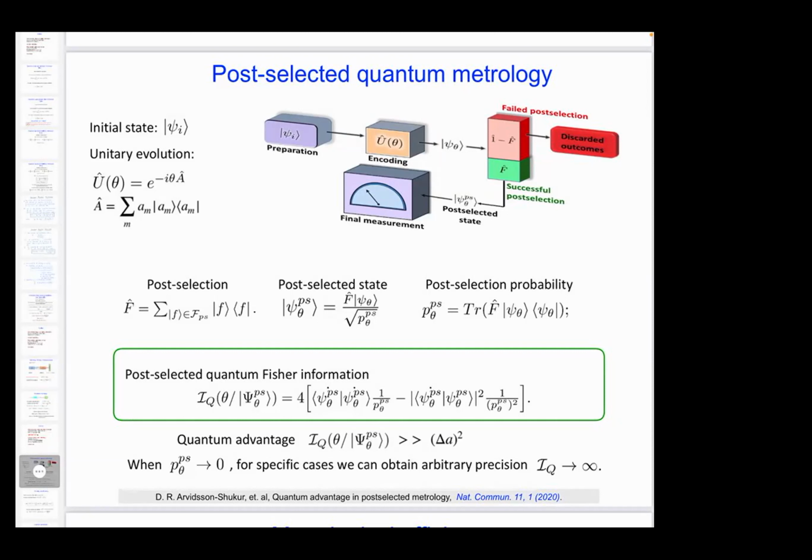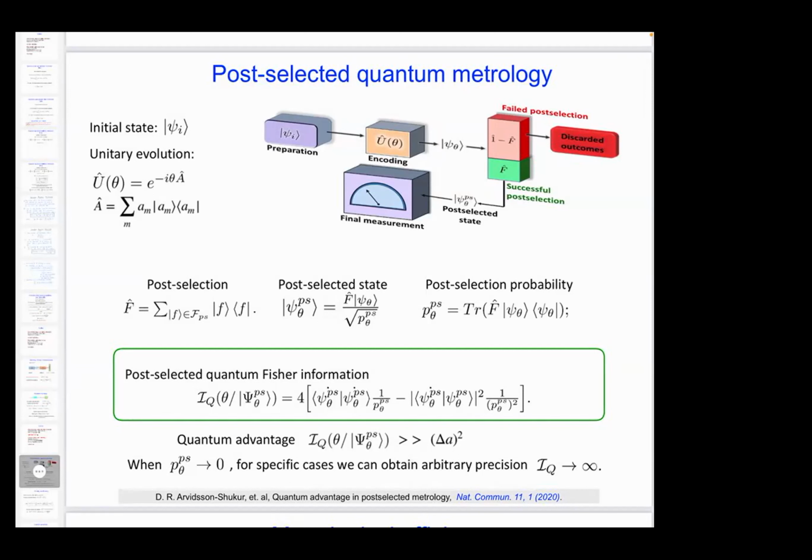And similarly, as in the calculation I have shown, if you just put the things in, you will have the post-selected quantum Fisher information in terms of this, right? So this psi theta dot PS is the post-selection state, everything is noted there. Now you can see the Fisher information cannot be a negative value, right? So in order to have something physical, the first term has to be greater than the second term. So this is the post-selected quantum Fisher information.